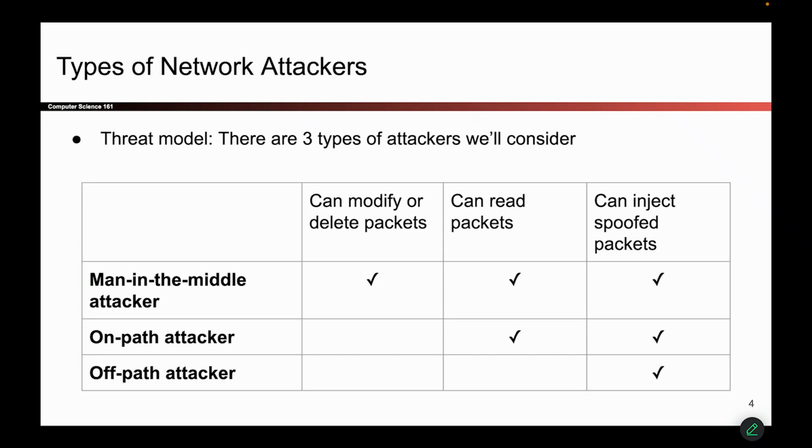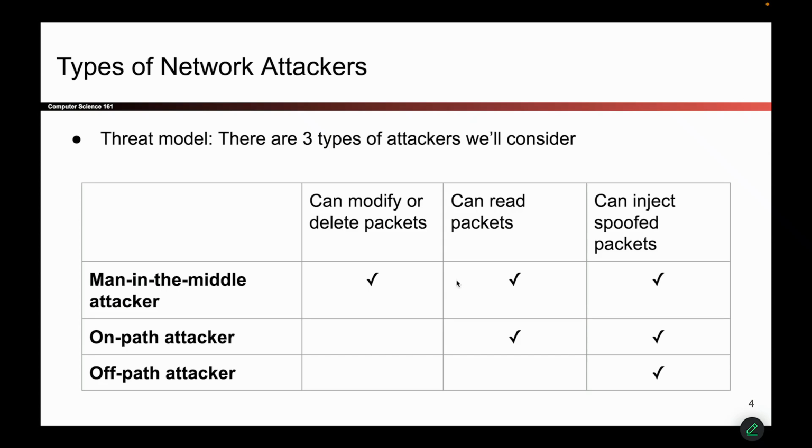Then we have the on-path attacker. This is someone who is not able to modify or delete your packets. That's why there's no check mark here. But they are able to read your packets. And they can also send packets of their own. And finally, we have the off-path attacker. This is someone who cannot modify your packets. They also can't read your packets. But they can still create malicious packets of their own.